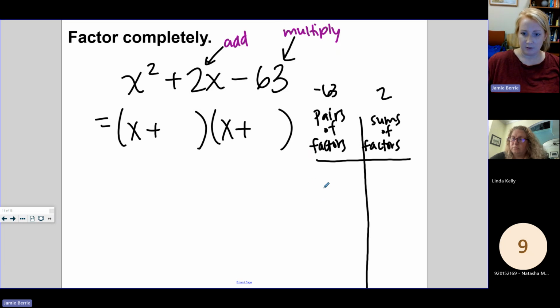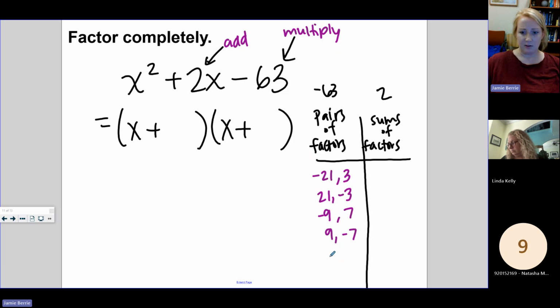21 and 3. One of them's got to be negative. It's got to multiply to give you negative 63. So we'll do negative 21 and 3, positive 21 and negative 3. I just remembered 9 and 7. So we'll do negative 9, positive 7, and then positive 9 and negative 7. And then, of course, negative 1 and 63 and positive 1 and negative 63. So I'm just writing everything I think of, and then I go ahead and start adding them.